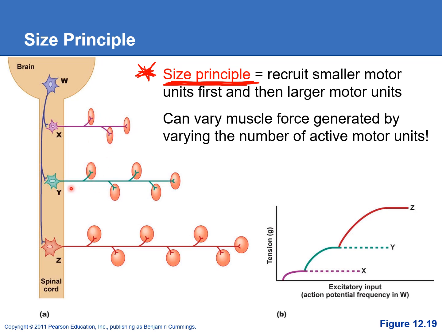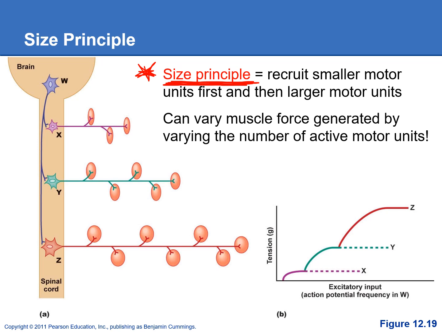So motor unit Y is going to generate more force than motor unit X, so it's kind of an intermediate size motor unit. And then motor unit Z is the largest of these 3 motor units. So we're innervating 7 muscle fibers, and they're the largest diameter out of all 3 of these motor units as far as the muscle fibers. So motor unit Z would generate the most force out of all of these.